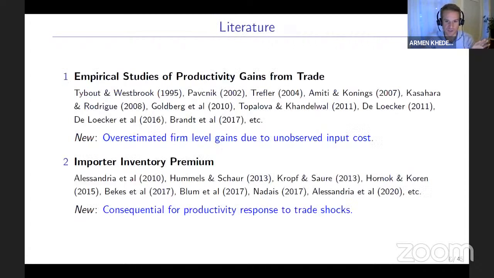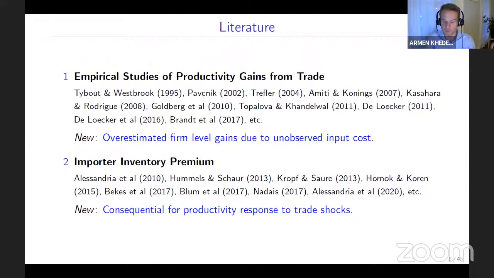Okay, so I'm not going to do justice to all the previous work that we rely on. I do want to highlight that what we're contributing here is accommodating the fact that there is an inventory premium of importers, and that matters in the literature on empirical gains from trade. And when you do accommodate for this, you see that the within-firm productivity gains are smaller than what has been previously reported by a bunch of other papers.